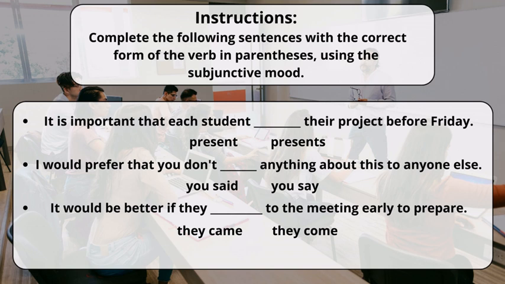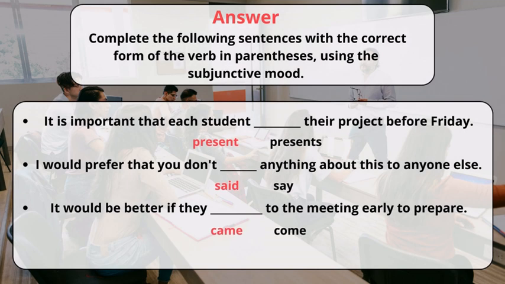Instructions. Complete the following sentences with the correct form of the verb in parentheses, using the subjunctive mood. Answers. It is important that each student present their project before Friday. I would prefer that you don't say anything about this to anyone else. It would be better if they came to the meeting early to prepare.